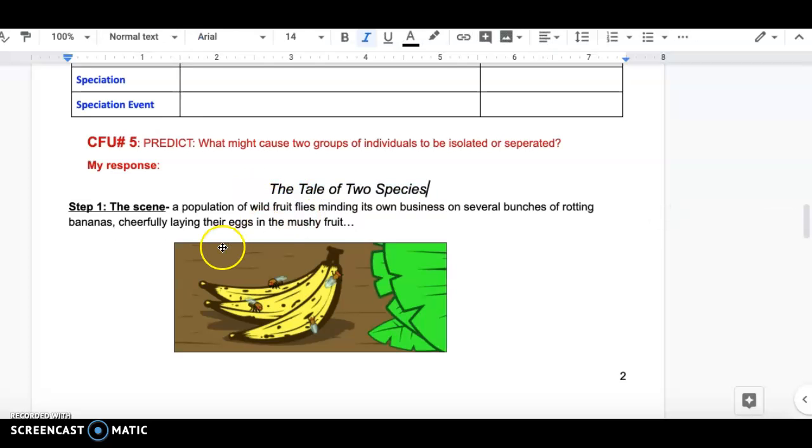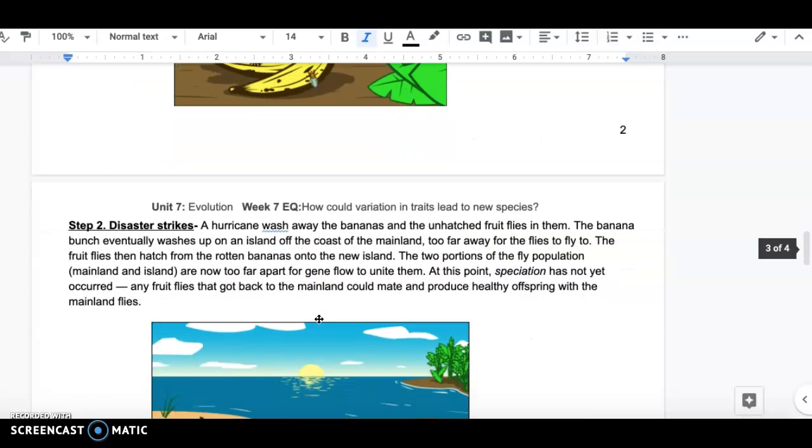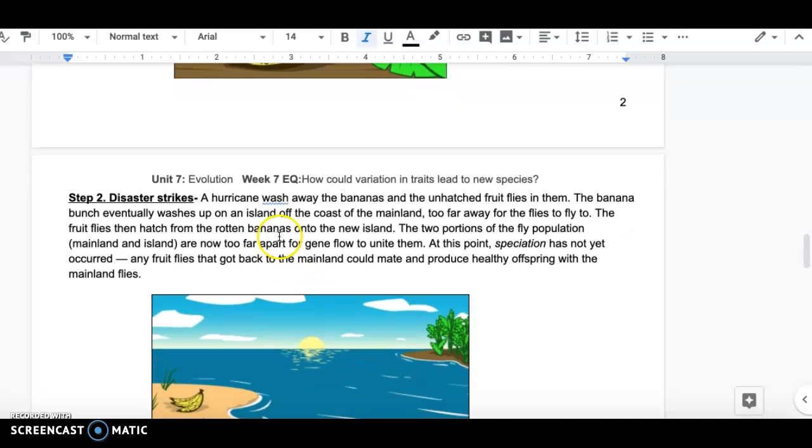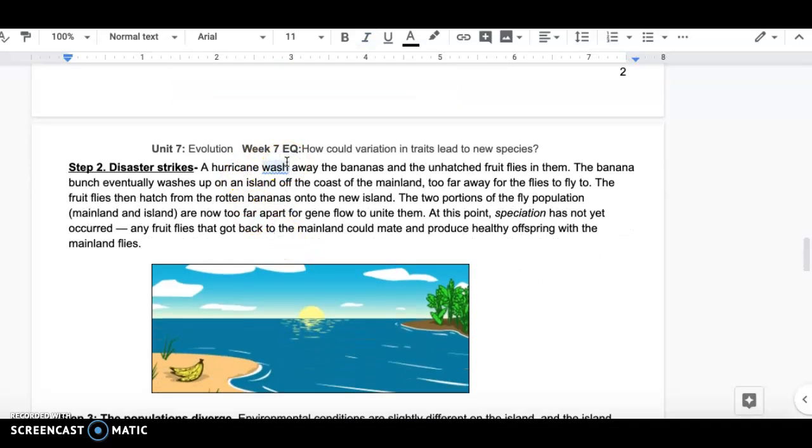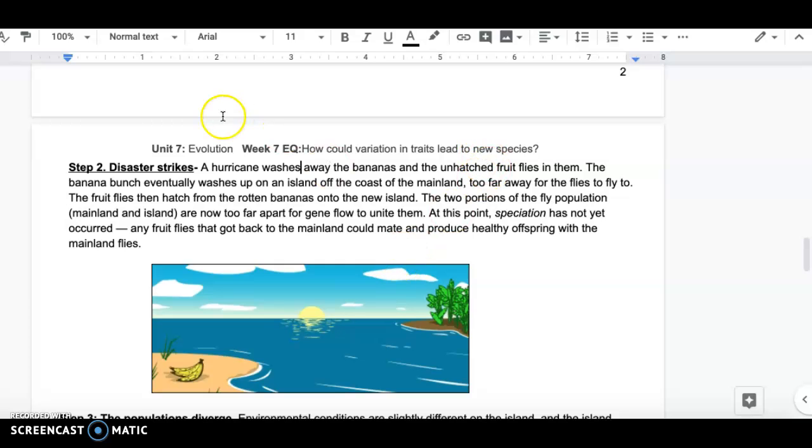The Tale of Two Species. Step 1. The scene. A population of wild fruit flies is minding its own business on several bunches of rotting bananas, cheerfully laying their eggs in the mushy fruit. That's what we see in this image. Step 2. A disaster strikes. A hurricane washes away the bananas.